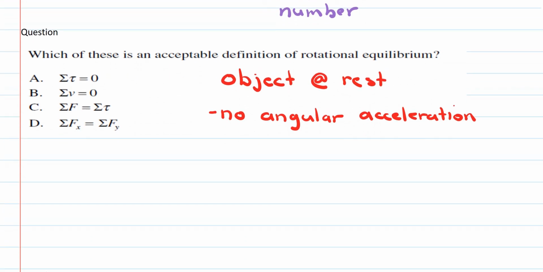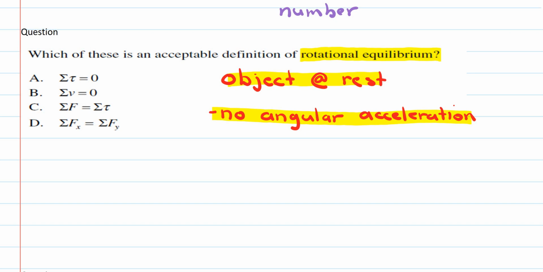All right, for the next question, we do have a definition question. Which of these is an acceptable definition for rotational equilibrium? When we're dealing with rotational equilibrium, we want to ensure that we have a few things being met. Most of the time the object will be at rest, and we don't want any angular acceleration going on. That kind of means that the sum of the torques in the clockwise direction is equal to the sum of the torques in the counterclockwise direction, which we're going to look into more a little bit later on. So we want to say that the sum of the torques is going to be equal to 0.